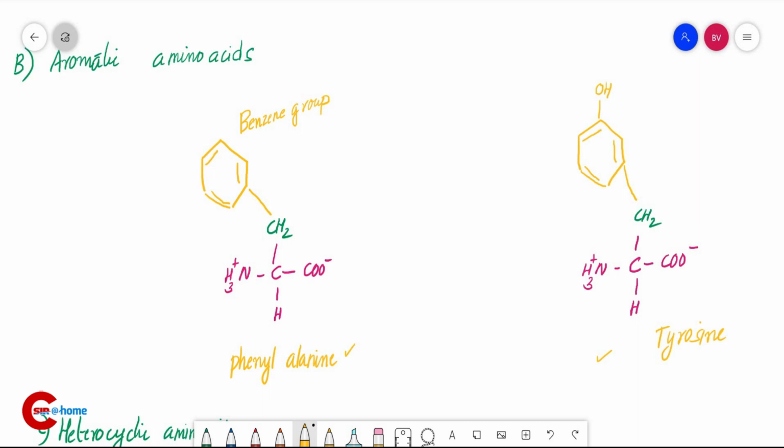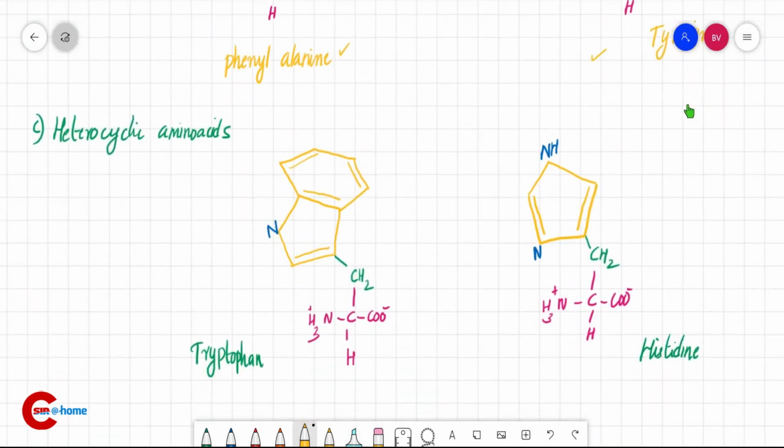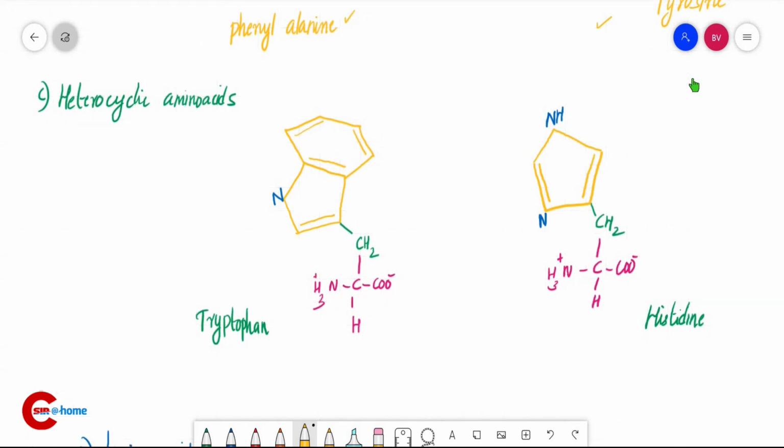Then tyrosine contains phenol group. Here you can see OH group. So that's why in tyrosine, this group is known as phenol group. Which amino acid contains phenol group? Tyrosine. And which one contains benzene group? Phenylalanine. Both are examples of aromatic amino acids. Tryptophan is also an example of aromatic amino acid. Tryptophan is a heterocyclic amino acid and also an aromatic amino acid.